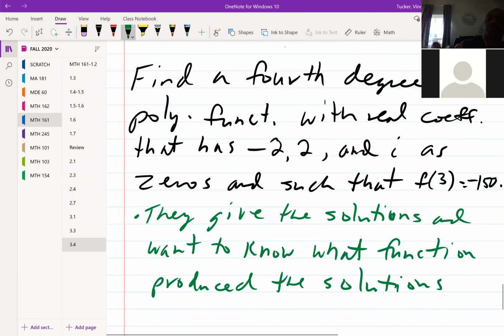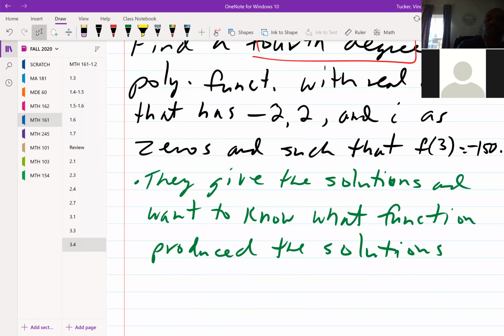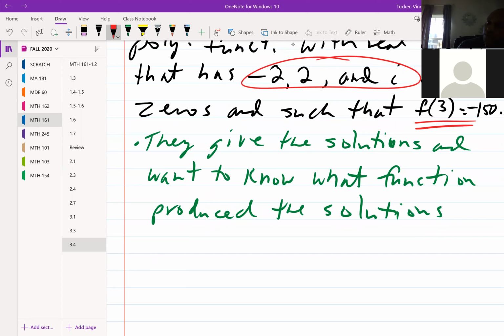All right. So the first piece of information that they give is that it's a fourth degree polynomial. That means we should get 4 solutions. So we want a polynomial function with real coefficients. So we don't want any imaginary coefficients. Then they give us 3 solutions. And then this last part, f of 3, says when I plug 3 into my function, I'm supposed to get out negative 150. That'll be the last thing that we address. So let's look at these first 2 pieces.